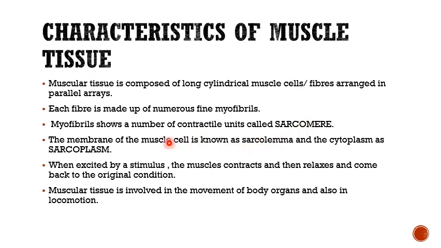The membrane of a muscle cell is known as the sarcolemma. Instead of plasma membrane, it is known as sarcolemma, and the cytoplasm is known as sarcoplasm. When excited by a stimulus, the muscles contract, then relax, and then come back to the original condition. Muscular tissue is involved in the movement of body organs and also in locomotion. Locomotion means moving from one place to another.